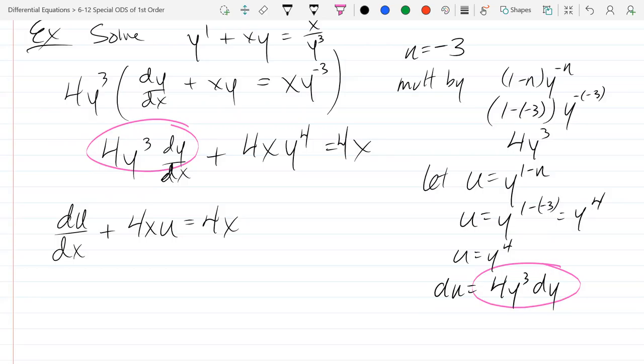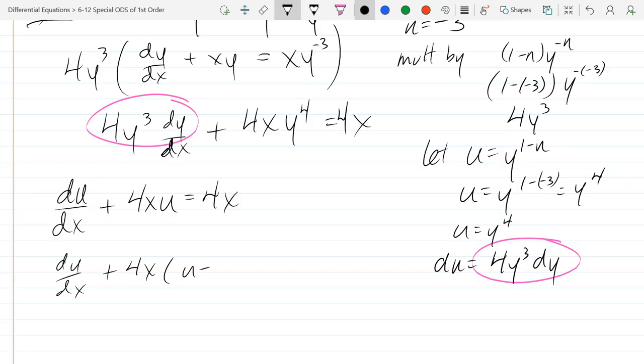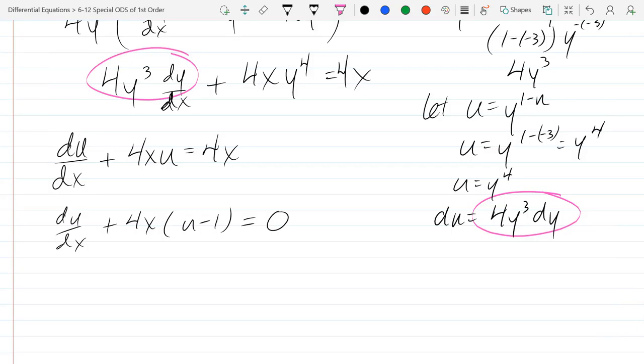I feel like this would be separable, or could be separable. Yeah. You have a 4x, but I'll be able to factor. So we'll have a 4x times u minus 1 equals 0. Look at that fancy factoring and subtracting at the same time. Oh, my u is turning into an n. So you can solve this as separable right here, or this one is a linear ODE right there.